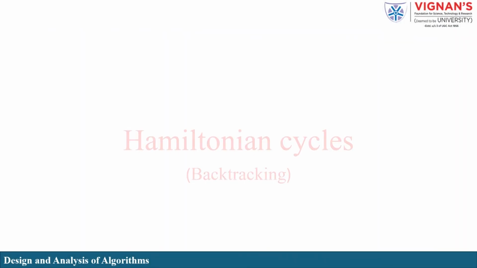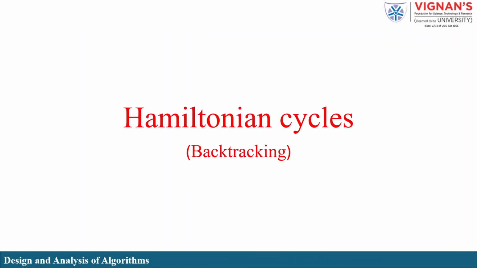Let's begin with the Hamiltonian cycle problem. In this problem, our goal is to find a path in a graph that visits every vertex exactly once and returns to the starting point. To solve this efficiently, we use the backtracking technique, where we try possible paths step by step and backtrack whenever a path fails. This approach helps us systematically explore all valid solutions.